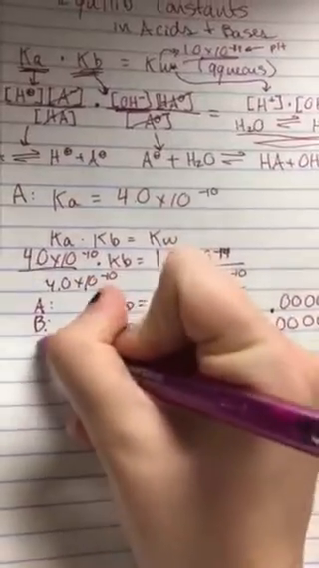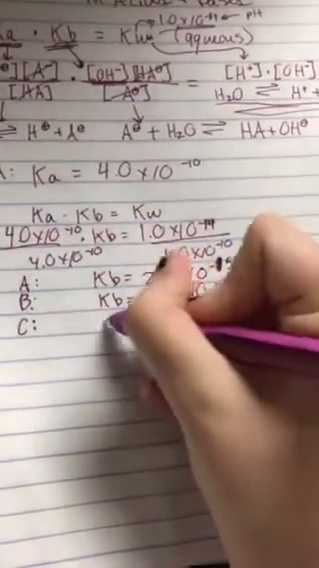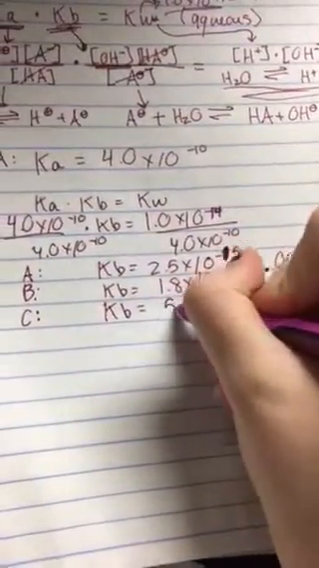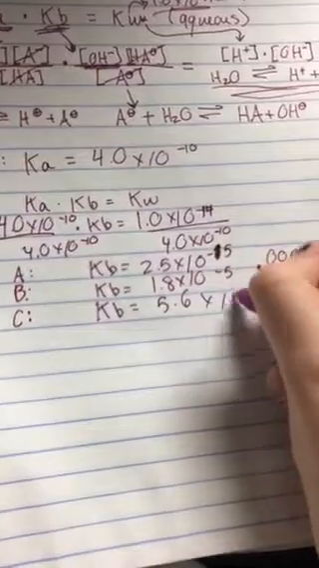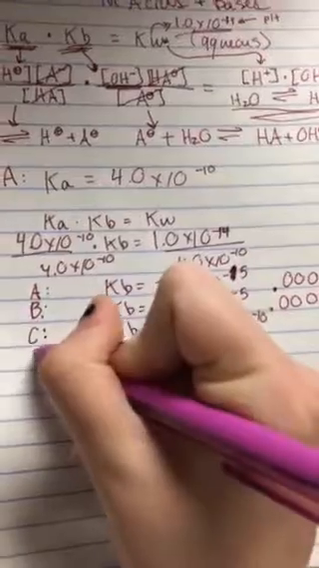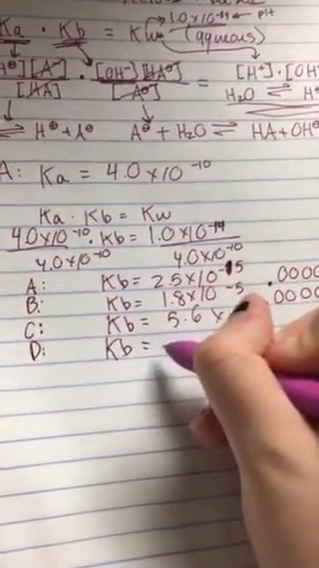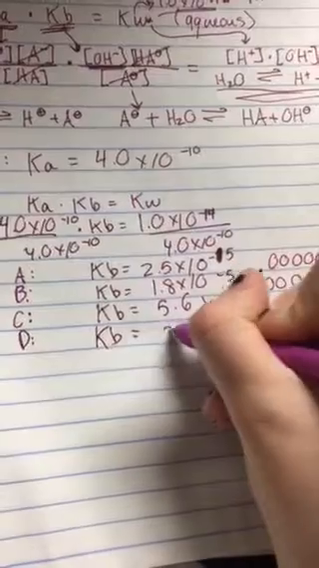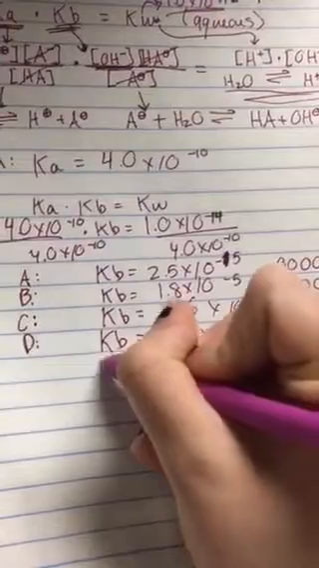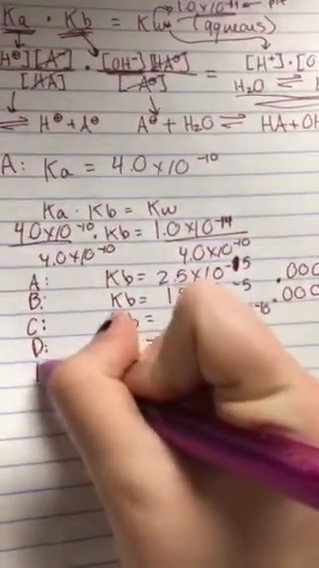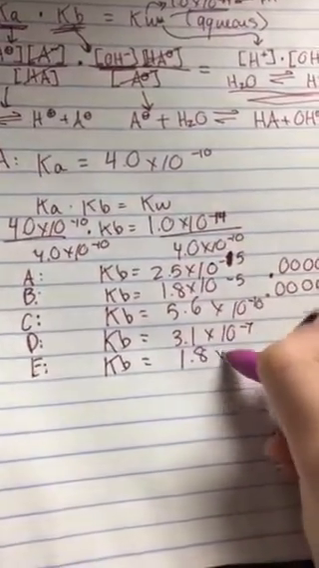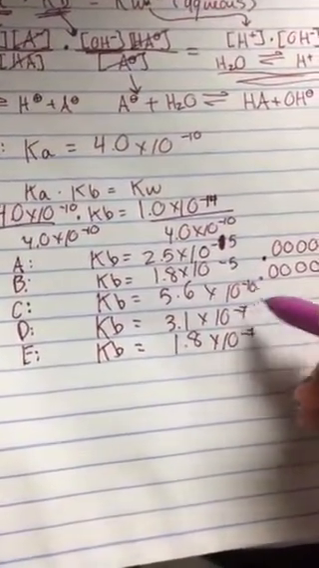And for C, I already did the math, and Kb is equal to 5.6 times 10 to the negative 10th. Kb for D is equal to 3.1 times 10 to the negative 7th. And the Kb for E is equal to 1.8 times 10 to the negative 7th.